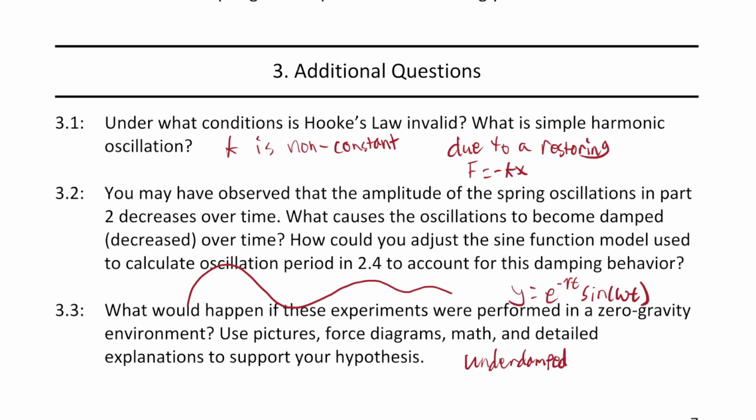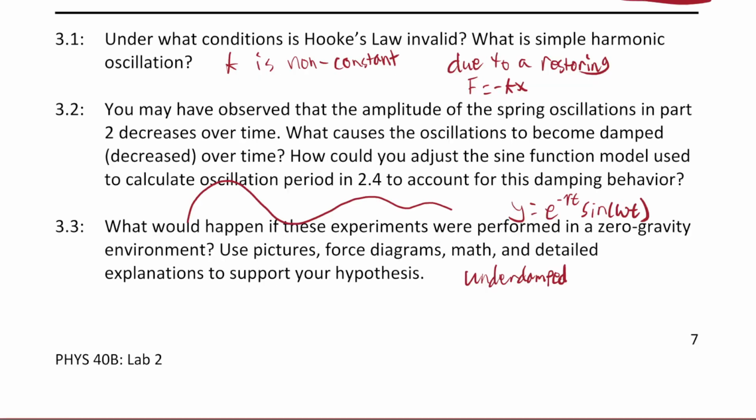Underdamped oscillation is when an object keeps oscillating, but it decreases in amplitude over time. And then overdamped is when it doesn't oscillate and it decreases over time. And then critically damped is the other one, and that's when it reaches the equilibrium point as quickly as possible, more quickly than overdamped. But in this lab, you're only dealing with underdamped, where we saw oscillation and decreasing amplitude over time.